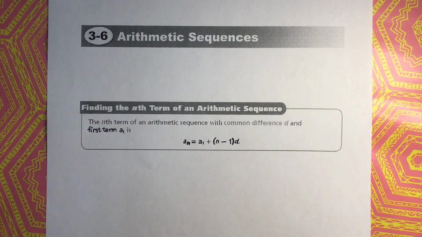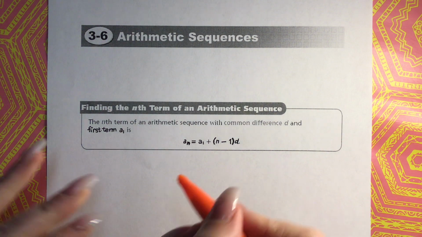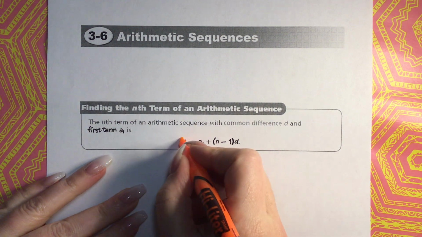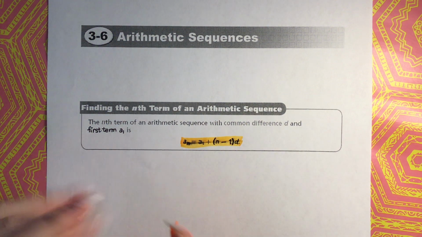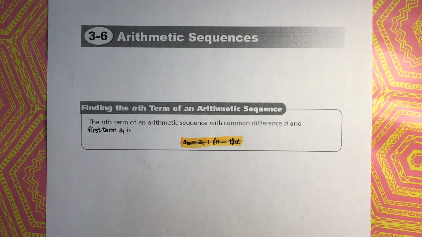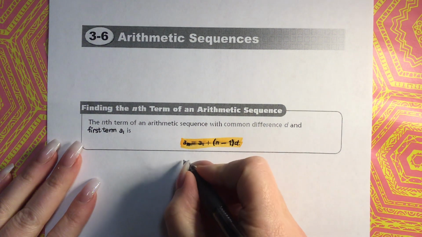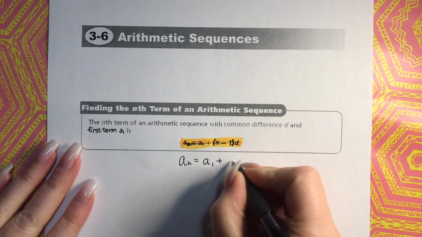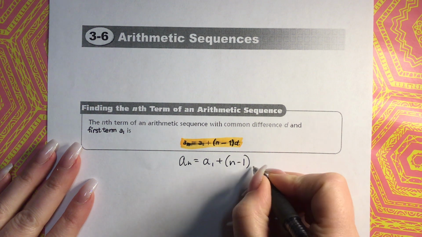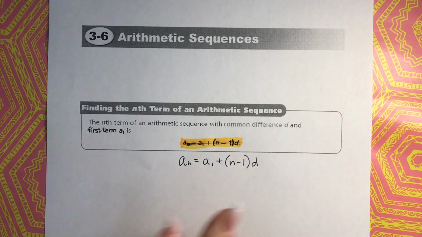So this formula for the arithmetic sequence, you need to go ahead and memorize that. So put it on a flashcard. Oh, wow, that just got really bad. I'll write it again. A sub n equals the first term plus n minus 1 multiplied by the common difference.